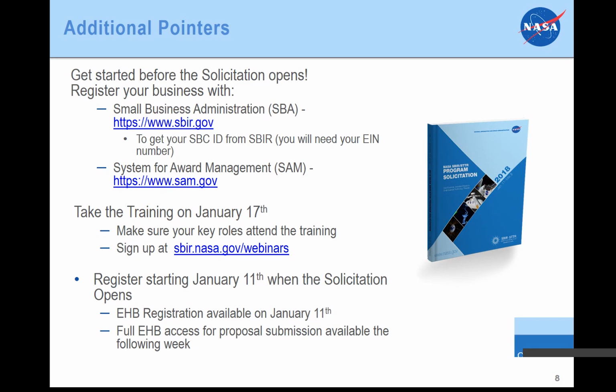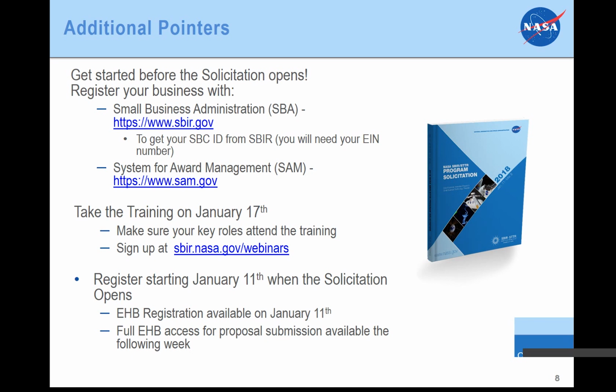Now we'll move on to some additional pointers to keep in mind while you're going through the submissions process and help make the process easier. We highly encourage you to go ahead and get started before the solicitation opens, particularly those of you who are participating with SBIR and STTR for the first time. You can register with the Small Business Administration's SBIR.gov site. Once registered, you'll be getting an SBC control ID number that will be required as part of your NASA SBIR submission. New companies also need to ensure that they're registered with SAM.gov, which is the primary repository for contractor information, and it is required for conducting business with NASA.